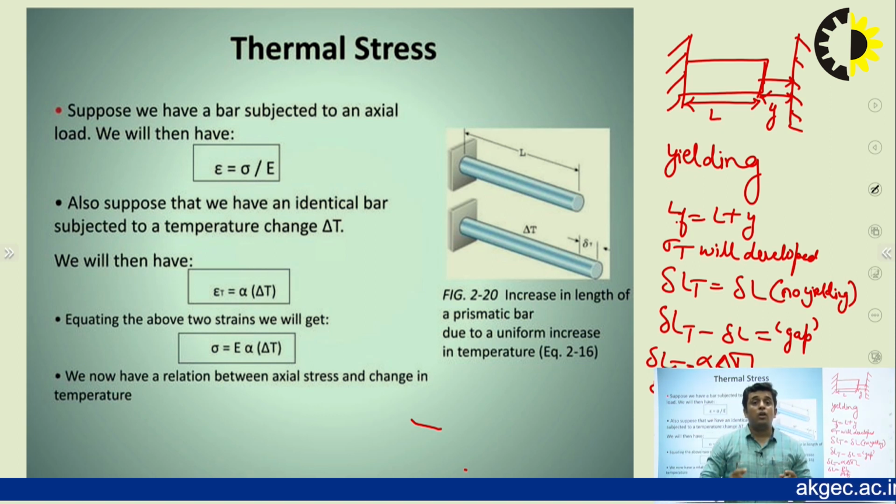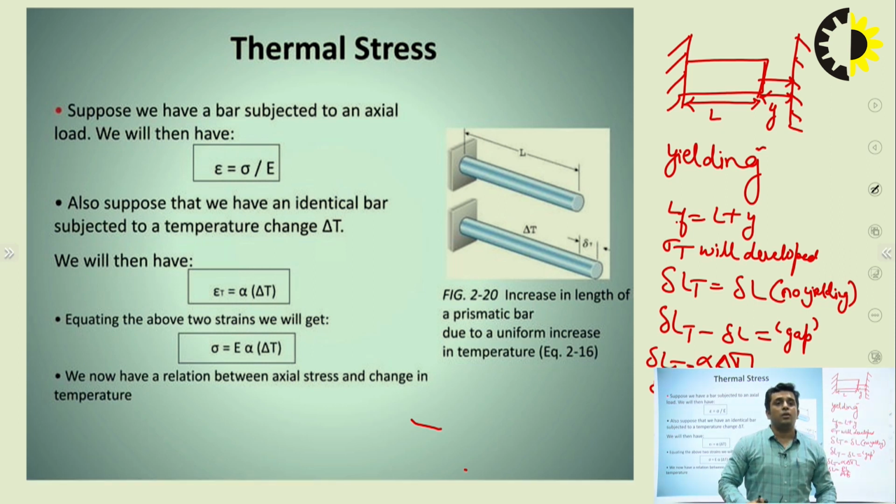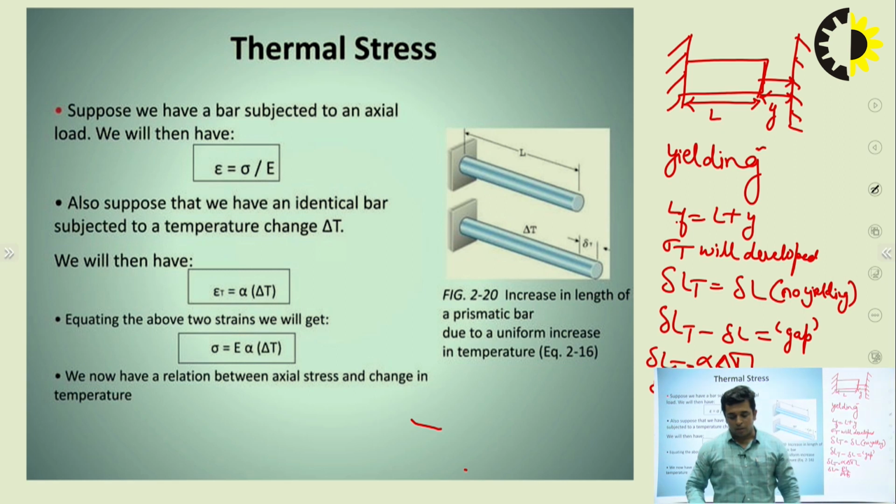But for yielding, it will only be applicable when these two differ by the gap. Whenever there is a partial restriction, thermal stress will be induced when this restriction gets overcome. The yielding value is fully covered by the member, meaning the total length becomes L plus Y. After that there will be thermal stress. Before that there will be no thermal stress.